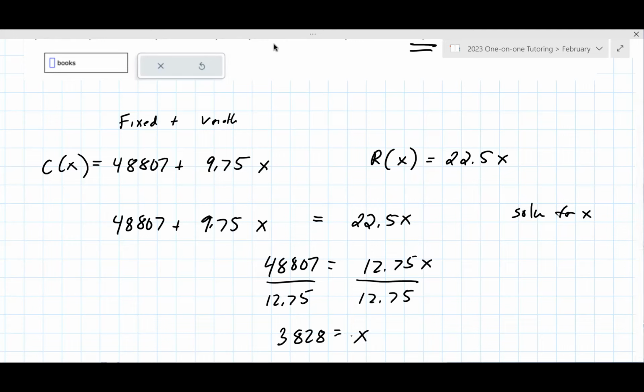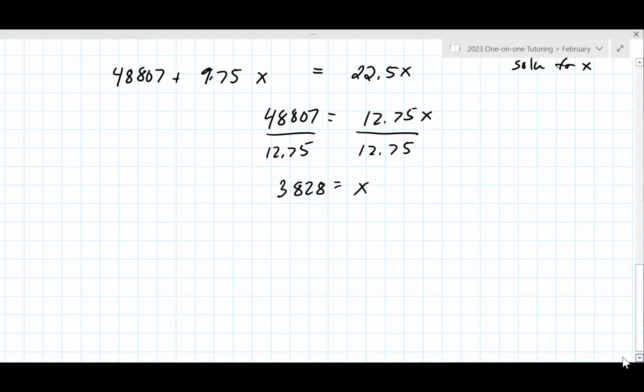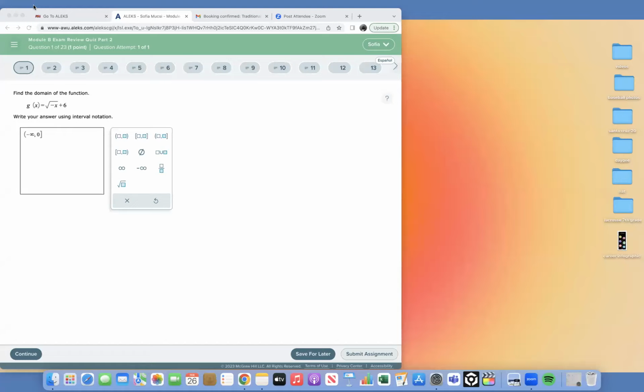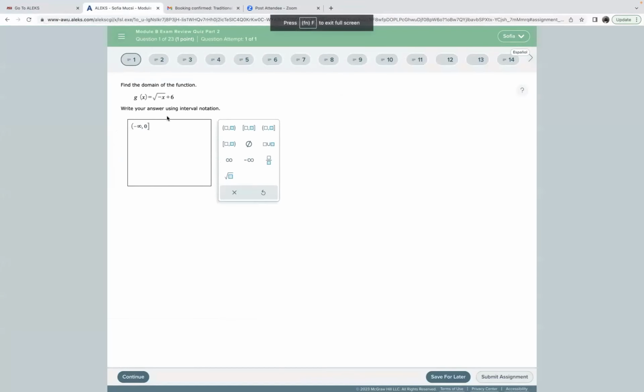Sure. If you need me to check any of the other ones that you've already answered, I'm happy to do that. Okay, yeah. I think this first review quiz is easy. I'm going to move to the second one where I got stuck on some. Some of these I'm still getting kind of stuck on how to write it, but I don't know if this is correct.